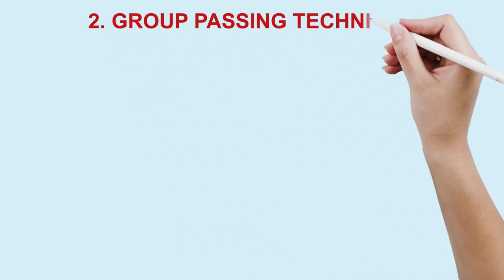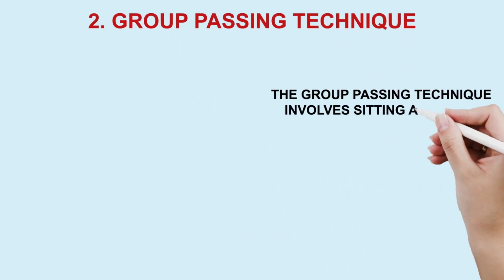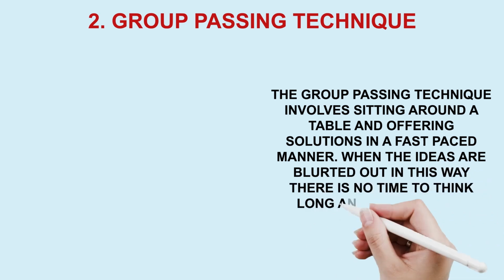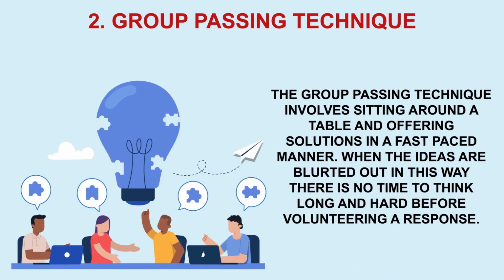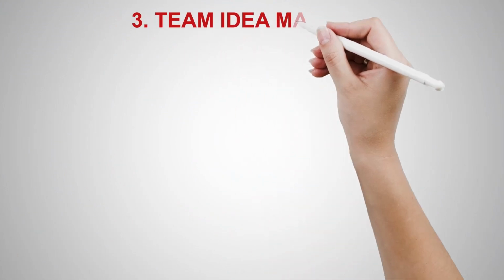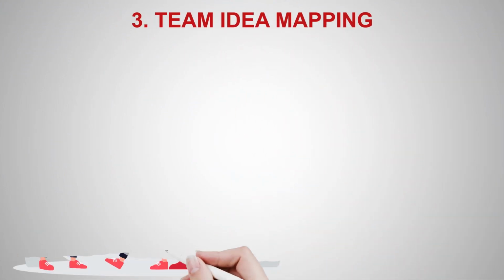2. Group passing technique. The group passing technique involves sitting around a table and offering solutions in a fast-paced manner. When the ideas are blurted out in this way, there is no time to think long and hard before volunteering a response.